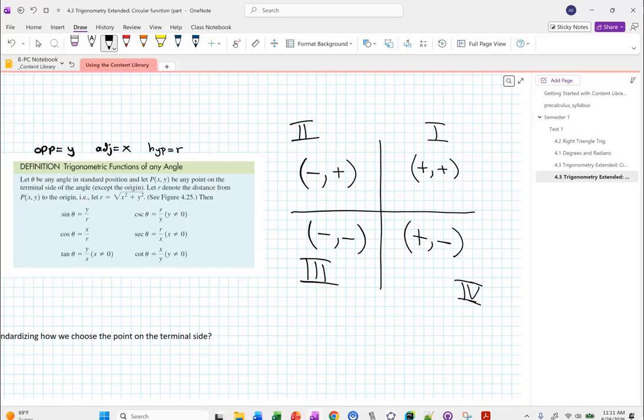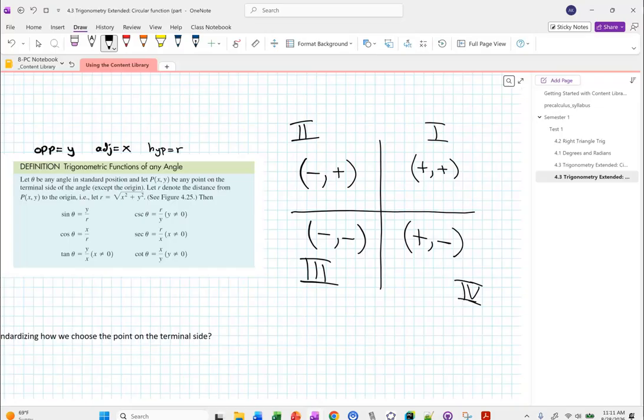So if I go and I look here at my sine, cosine, and tangent, in the first quadrant, sine is positive or negative? Right? Positive, because y is positive in the first quadrant, and r is a distance, so it will always be positive. So sine would be positive in the first quadrant. How about cosine? Also positive. What about tangent?